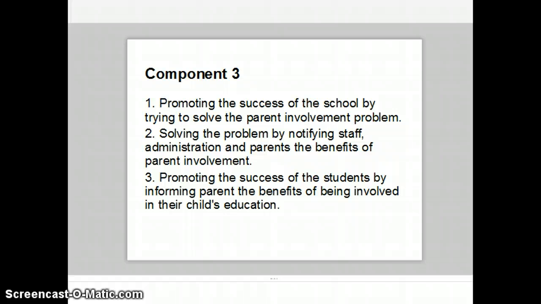Promoting the success of the school by trying to solve the parent involvement problem. Trying to get down to what's the problem, why aren't they coming to school, whatnot. Solving the problem by notifying the staff, administration, and parents of the benefits of parent involvement. I think that's important to have everyone on the same page and wanting the same things, and also promoting the success of students by informing parents the benefits of being involved in their child's education. A lot of times they might not know the benefits of being involved, and this would just help them get involved and understand more about the school and where the school is going.